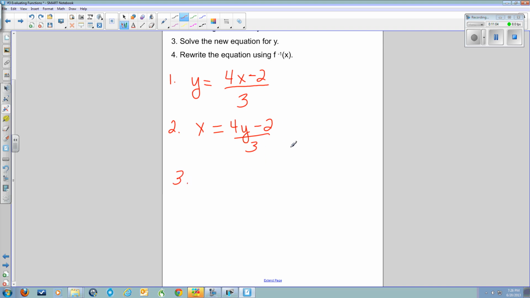Well, to start off with, I'm just going to rewrite it here. So x equals 4y minus 2 over 3. We want to get rid of this denominator of 3 first of all. So we're going to have to multiply each side by 3. So the 3's on the right will cancel. So I have 3x equals 4y minus 2. Again, we're still solving for y. So we want to add 2 to each side.